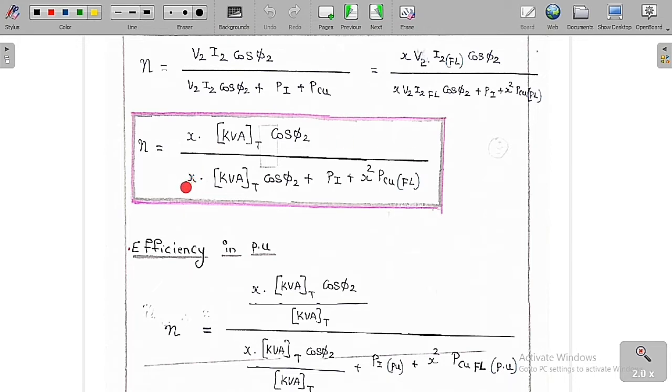So the efficiency of a transformer at any other load is equal to X into kVA rating of transformer into cos phi 2 by X into kVA rating of transformer into cos phi 2 plus iron loss plus X square times the copper loss at full load. So this is the general formula you have to always remember at any other load.